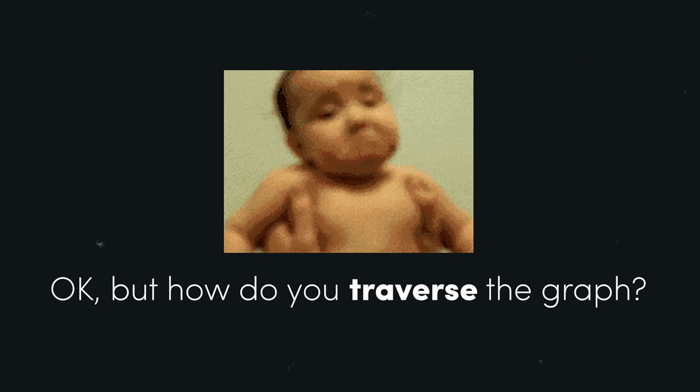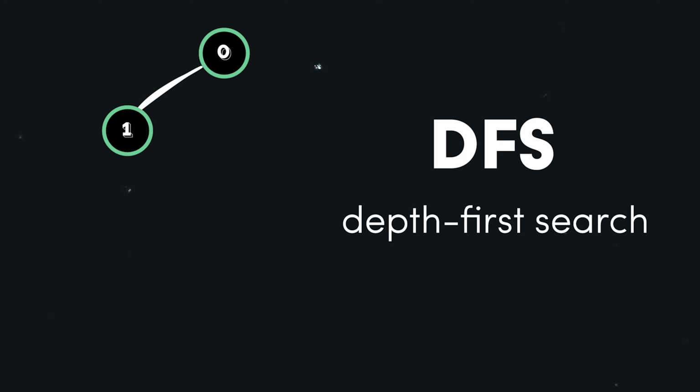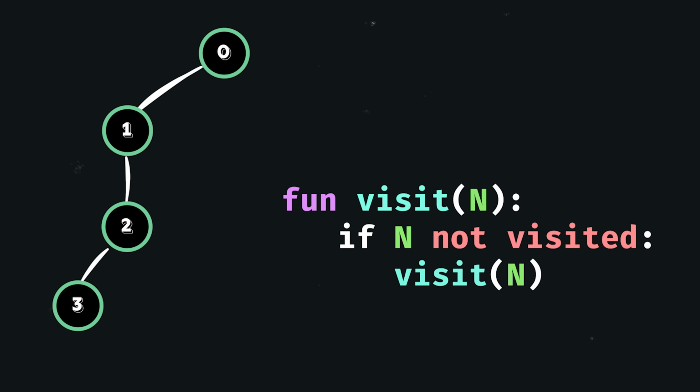In your interview, you'll likely need to traverse your graph. One option is a depth-first search. Start with any random node, go to its first child, then its first child, and do that for as long as you can. When there are no more children, backtrack to the last node and continue the process. This algorithm is usually implemented with a recursive function.